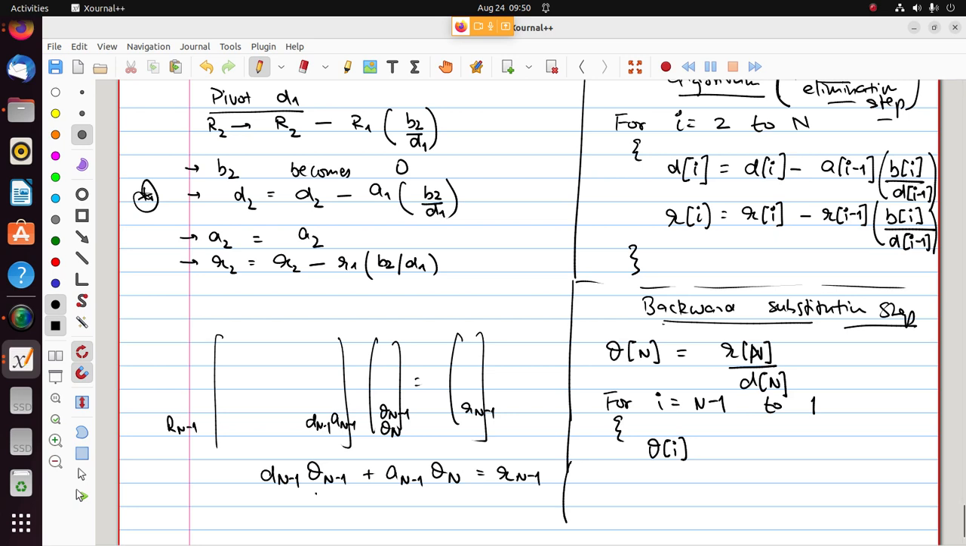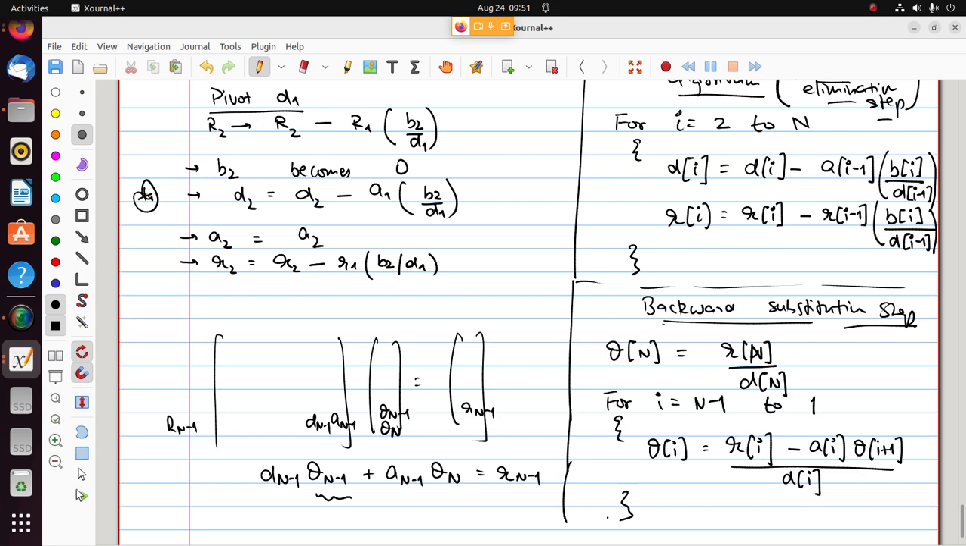Right, so we are solving this for theta n minus 1. I am just writing this equation as a template. So theta of I equals r of I, because it's row n minus 1 here, so I is n minus 1, minus a of I times theta of I plus 1, whole divided by d of I. You can check it also works for all values of I less than n minus 1. I wrote the n minus 1 equation just as a template, but it works for any I value.